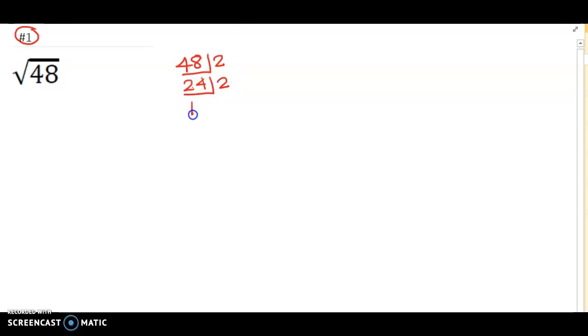24 divided by 2 is 12. 2 goes into 12. 12 divided by 2 is 6. 2 goes into 6. 6 divided by 2 is 3. 2 doesn't go into 3. 3 goes into 3 one time. When I get to 1, we're done. Okay, so once again, all these numbers are prime numbers.